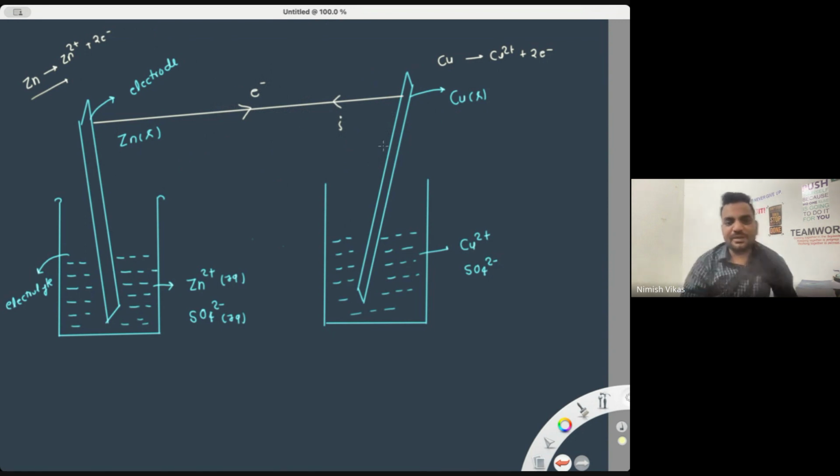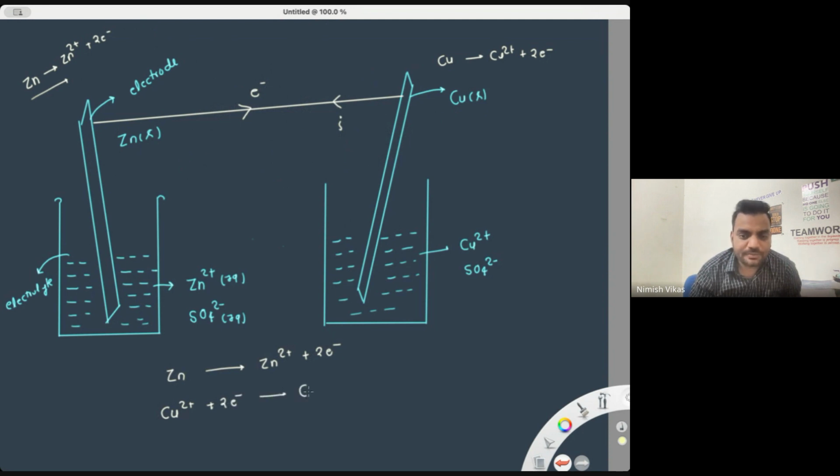So this is happening. Electrons are moving from zinc to copper side. Zinc losing electron, becoming zinc ion, and cupric ion in solution gaining those electrons and becoming copper again. But there is a big problem: this cannot happen for a long time.